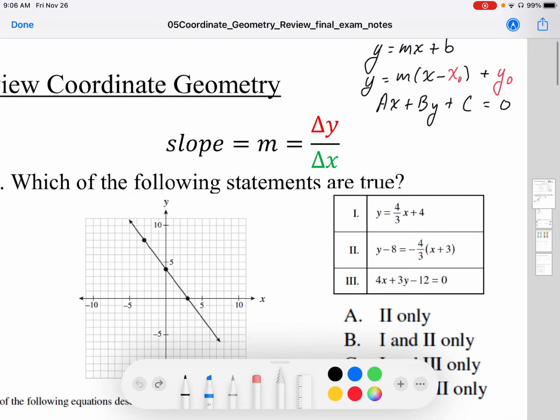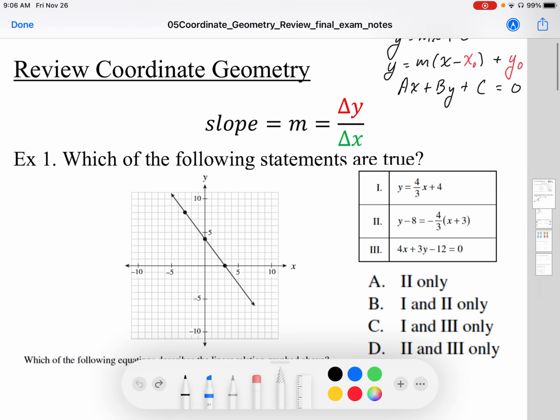So the first thing, the most important property really, is slope, and the slope can be defined by the change in y over the change in x. So we have the change in y first, the change in x second. We have to make sure that it's always in that order.